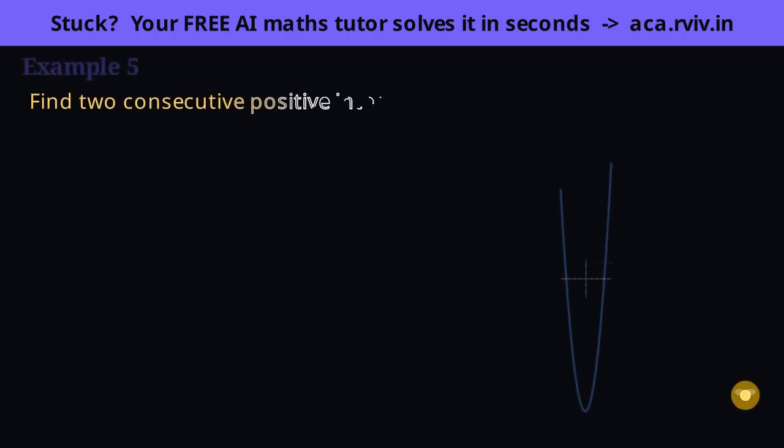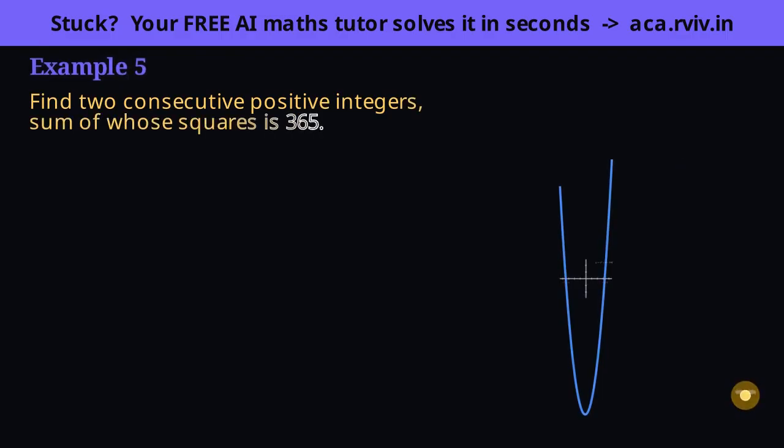Consecutive lets one letter carry both numbers. The key word here is consecutive. It means the two integers sit right next to each other, differing by exactly 1. So if we call the first one x, the very next one is x plus 1. This is why one letter can carry both numbers. The word consecutive does the work of the second variable for us.